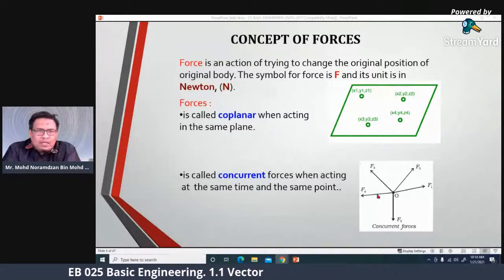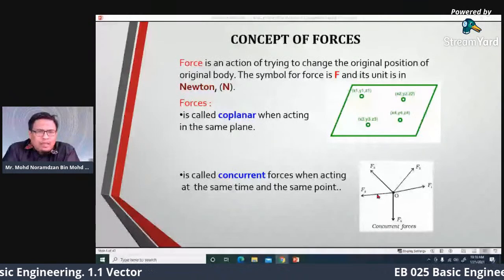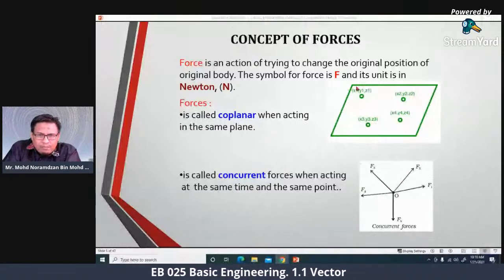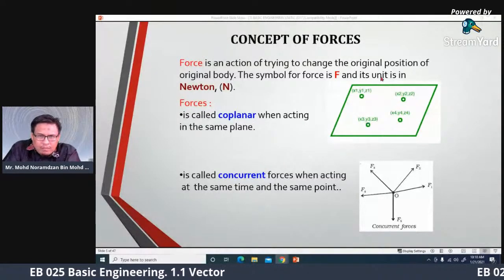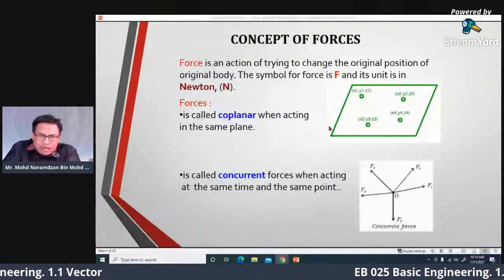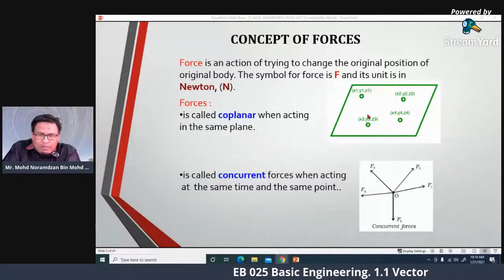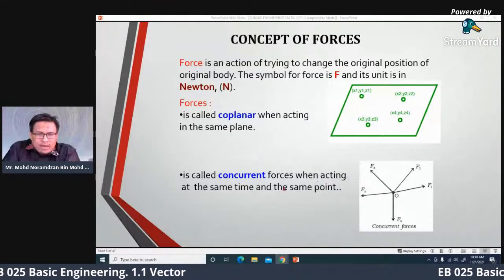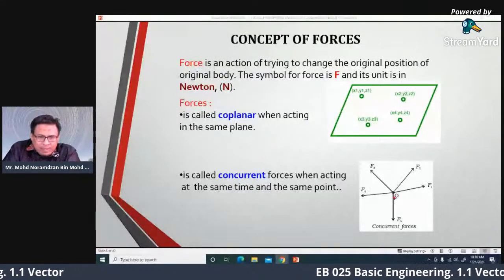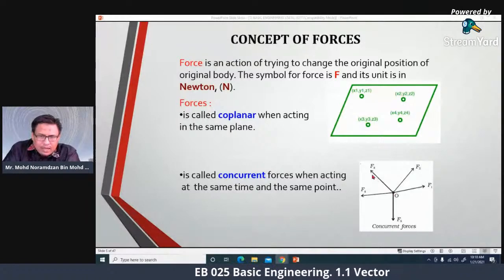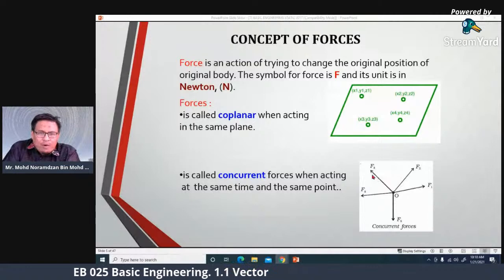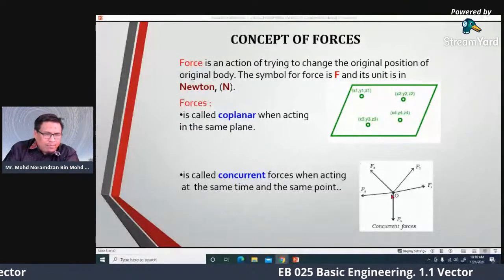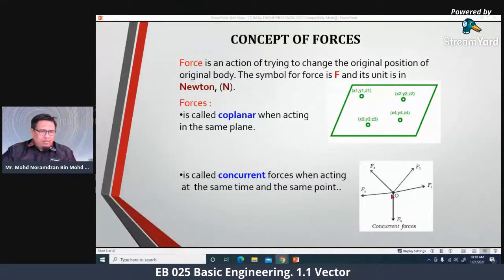Forces are called coplanar when acting on the same plane. This is a plane. Acting on the same plane, not out of the plane. Forces are called concurrent when acting at the same time and at the same point. For example, when a bomb is dropped and then the bomb explodes.